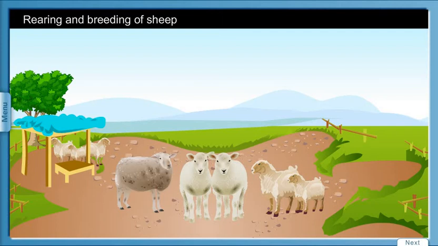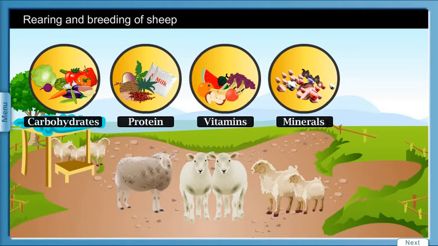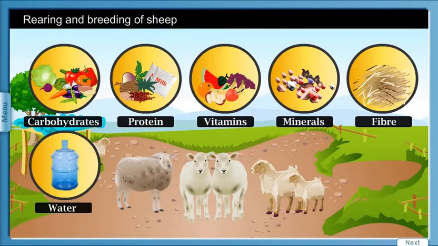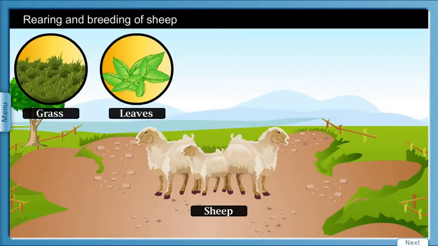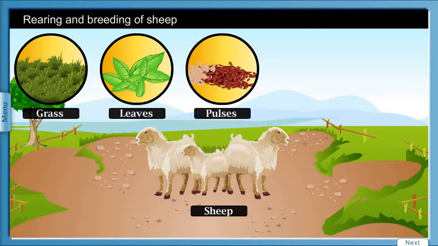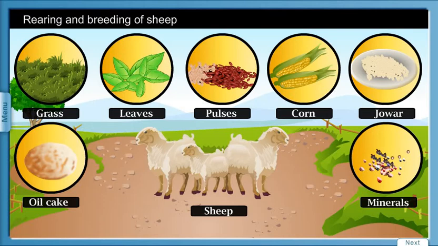Rearing and breeding of sheep, from fibers to wool. For obtaining quality wool, sheep are reared. Energy, protein, vitamins, minerals, fiber, and water are required for rearing of sheep. Sheep are exclusively herbivorous mammals and prefer to eat varied kinds of grass and leaves, and are also fed a mixture of pulses, corn, jawar, oil cakes and minerals.